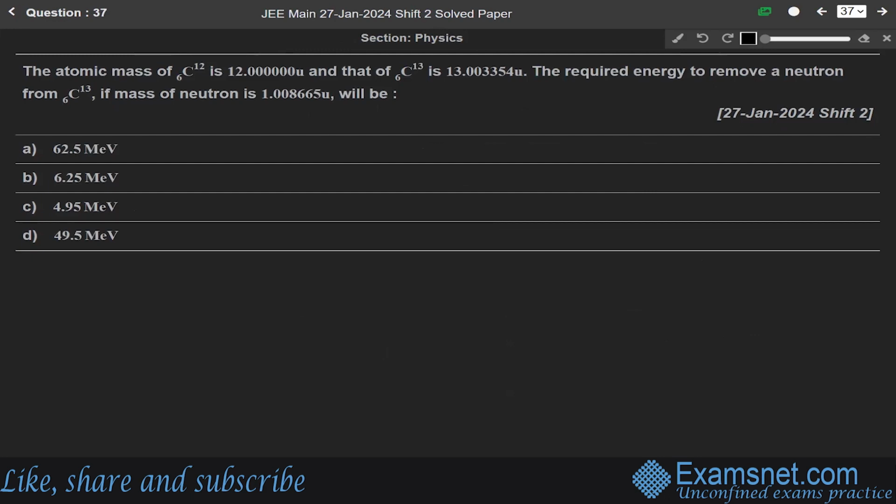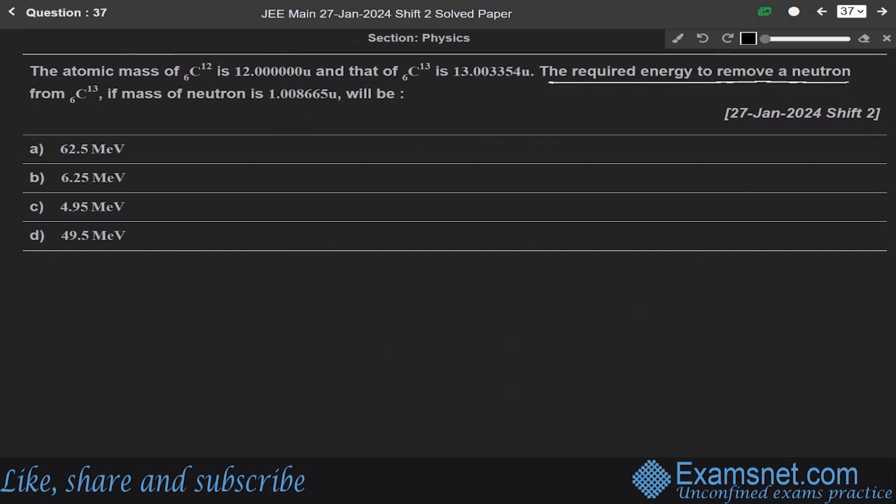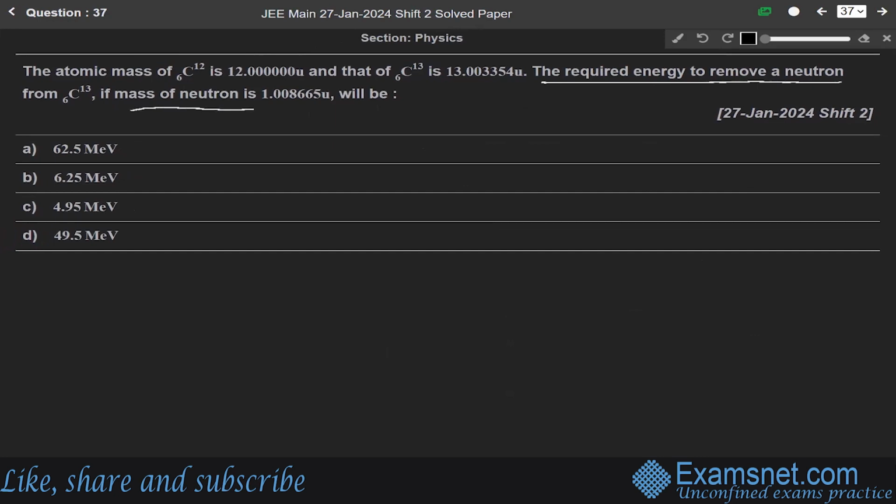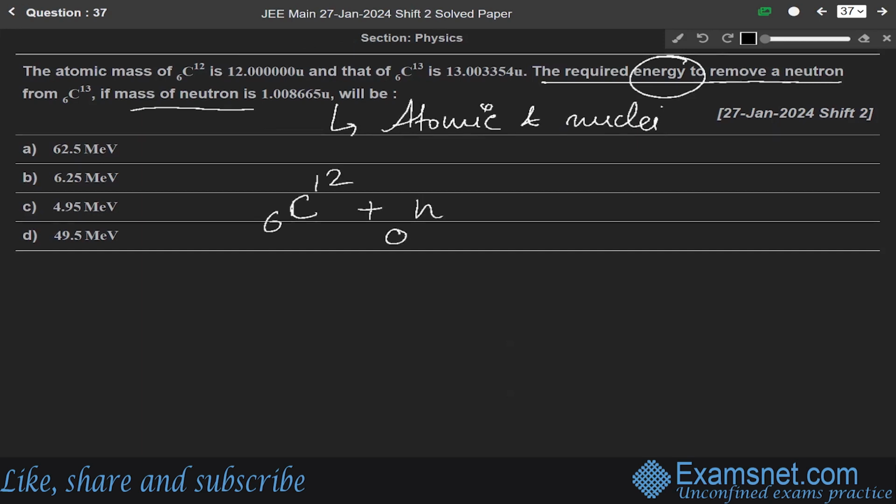Now next question, question number 37. This question says that the atomic mass of 6C12 is 12 U and that of 6C13 is 13.00335 U. The required energy to remove a neutron from 6C13, if the mass of a neutron is given as 1.008665 U, we have to find the energy required to remove a neutron from 6C13. So this question is from the chapter of atoms and nuclei. Let us understand this question as there is 6C12 plus 1 neutron. Okay, the 6C12 when combined with 1 neutron makes 6C13 plus some energy is released.